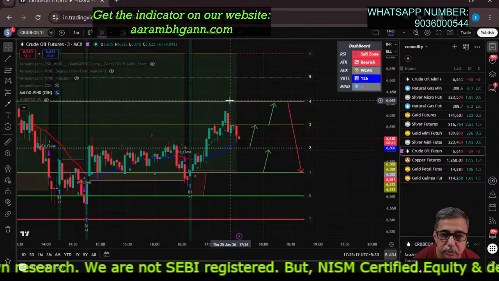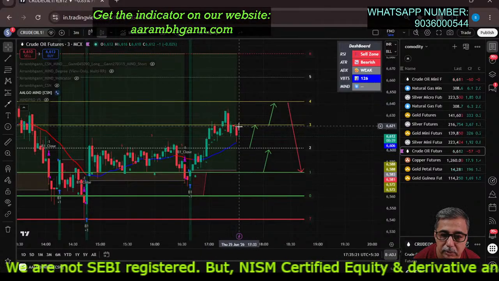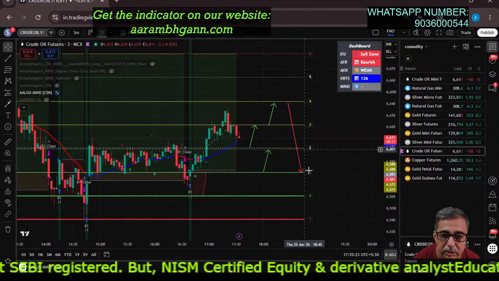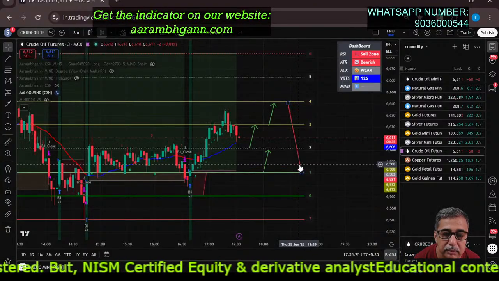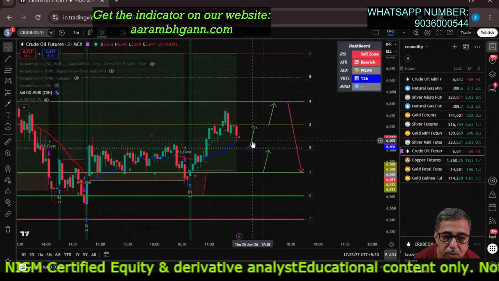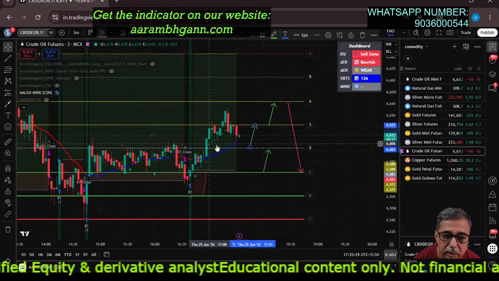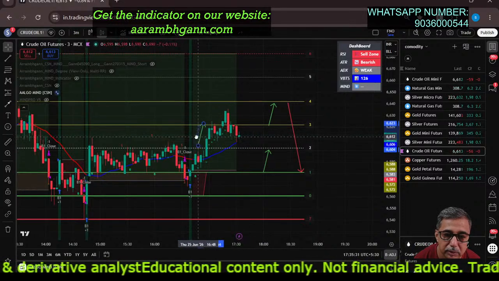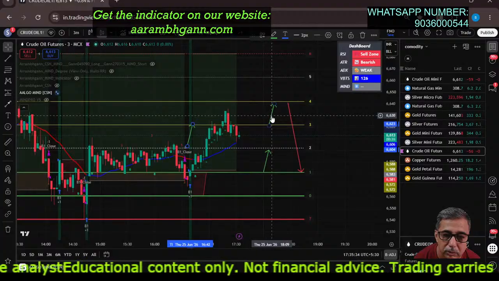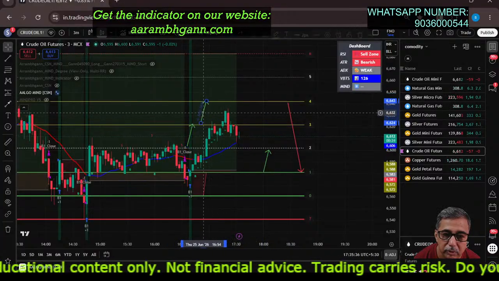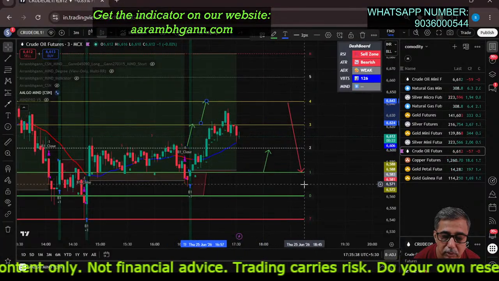So as I said, it's supposed to reach here. From here only it reversed, which means it is going to come here as per this red angle. Now this is gone, so this is not valid. This is already done here. So I will keep this over here. If above this, it might go up to this level. Below this, it is going to come to the low level.